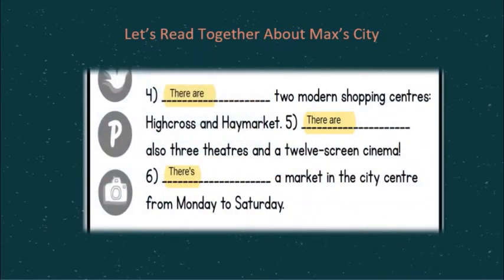There are two modern shopping centers, High Cross and Haymarket. There are also 3 theatres and a 12-screen cinema. There's a market in the city centre from Monday to Saturday. Have you got your answer? Good job! Let's move on to the last paragraph.